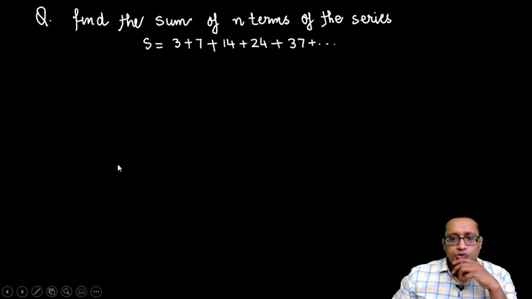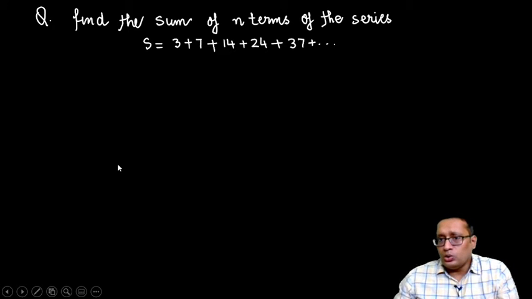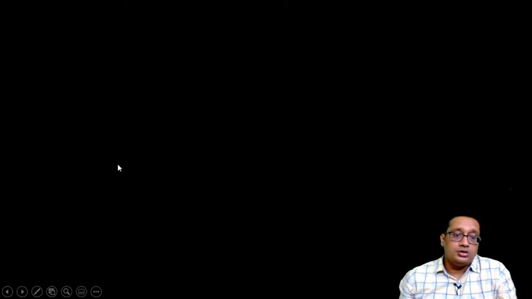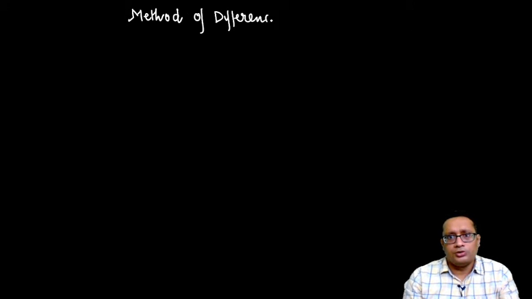Then you will think, is it AP? No. Is it GP? No. Can it be solved by AGP? No. Can I write the nth term? No. Then how can we write the nth term of this series? So this is written as the method of difference to find the general term, or nth term.